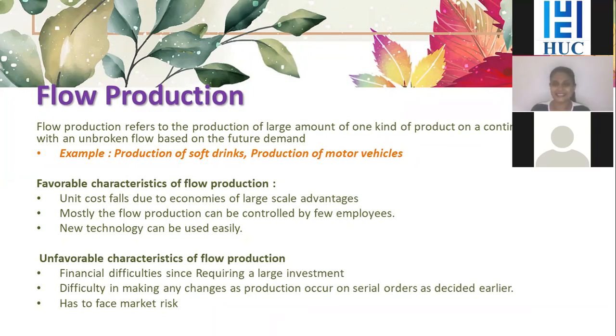Unfavorable characteristics, if you go for the flow production, you need lot of money because they are using lot of technology, lot of machineries and all. You need a lot of money to do this. Right? And you have to train those people also. Okay? Those also need money. So you need lot of money and all. So that is the thing.